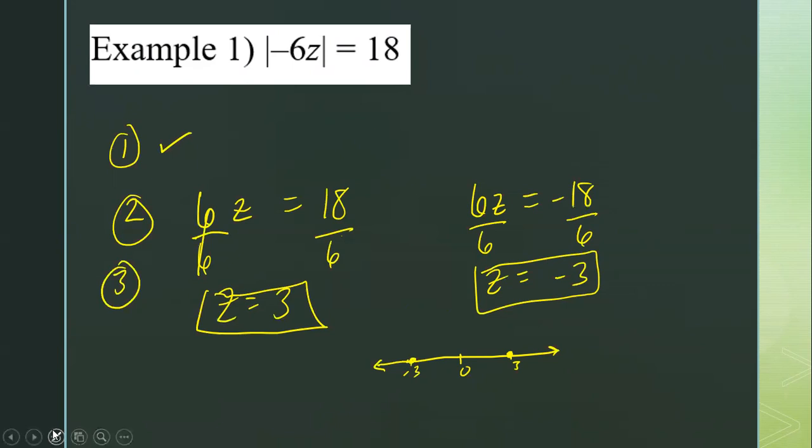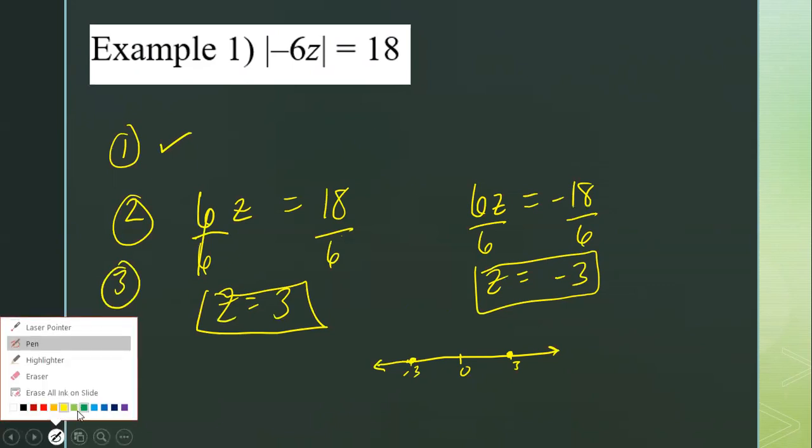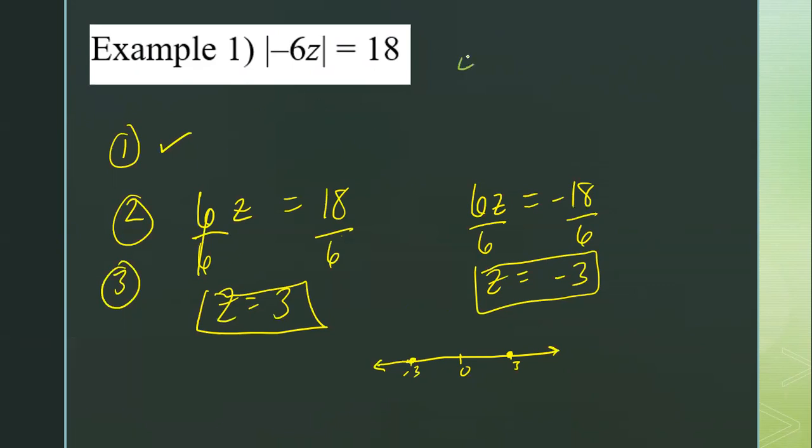Step 4 is to check. So if I was to go back in and plug this in, the absolute value of -6 times 3 equals 18, right? The absolute value of -6 times -3 equals 18. So I know I did it correct.